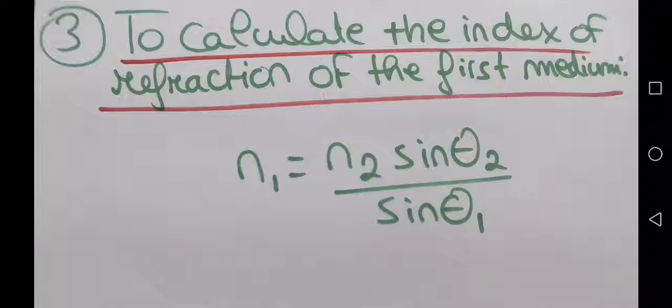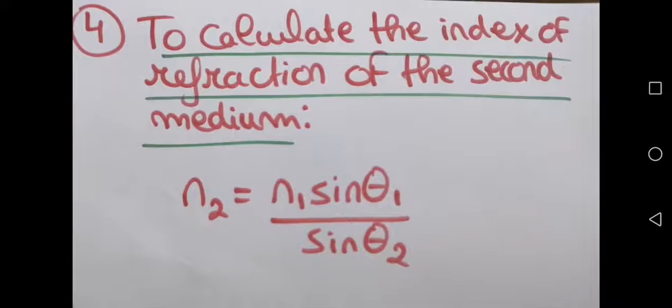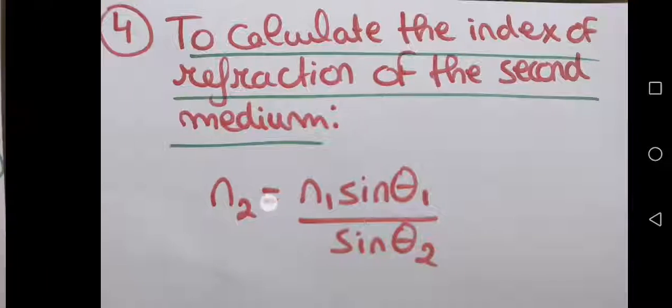To calculate the index of refraction of the first medium, we use the following equation. N1 is equal to N2 sine angle 2 over sine angle 1. To calculate the index of refraction of the second medium, we use the following equation. N2 is equal to N1 sine angle 1 over sine angle 2.